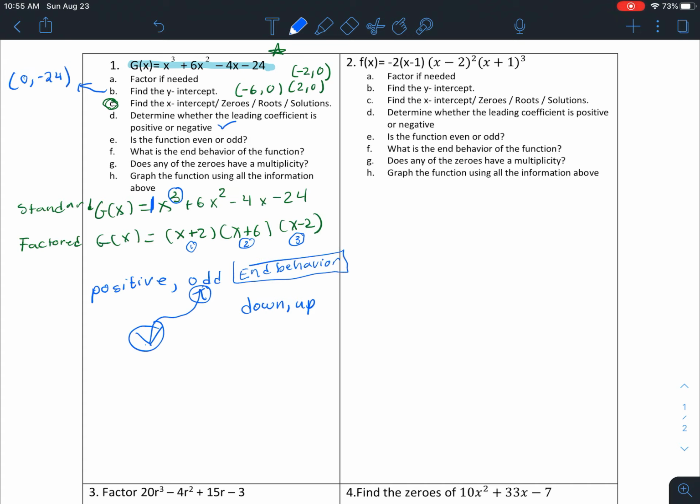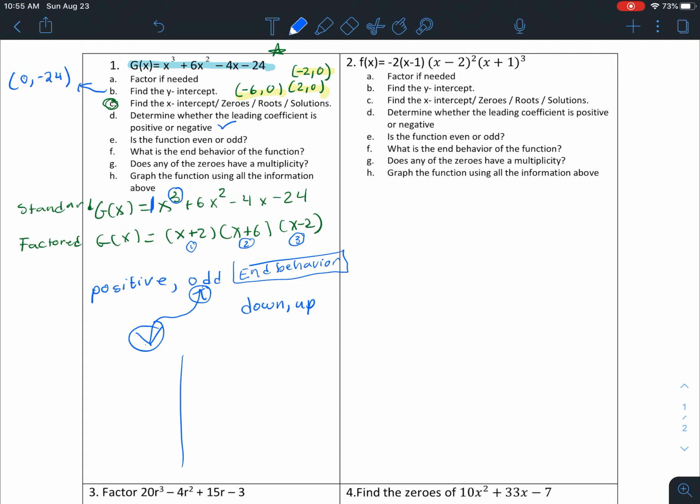And then G says, do any zeros have a multiplicity? A multiplicity is when one of the x-intercepts repeat. And as we can see, none of the x-intercepts repeat. They are all unique. So no, all of them have a multiplicity of 1. So pretty much it doesn't do anything, or we don't have to think about it when we graph.